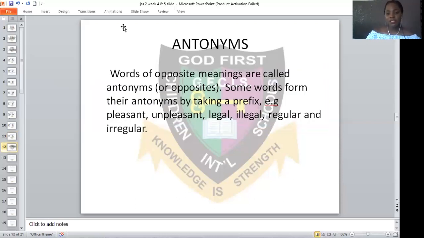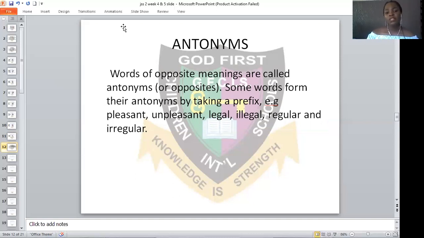So moving on to the next topic for today, which is antonyms. What are antonyms? Antonyms are words of opposite meanings. So words of opposite meanings are called antonyms or opposites.